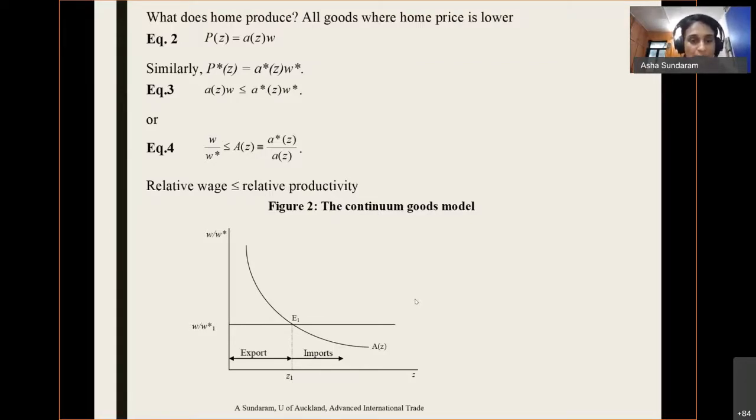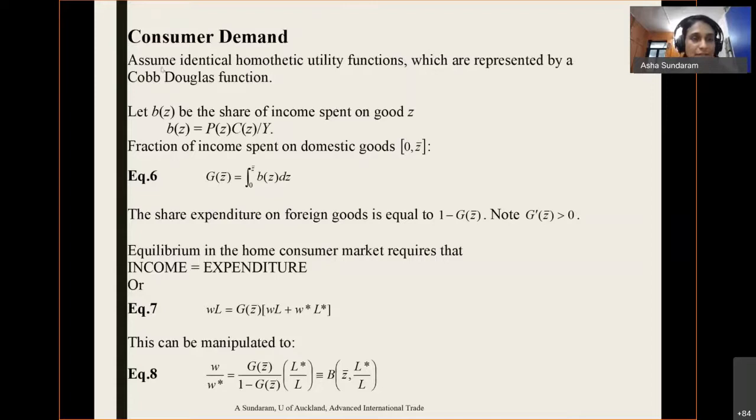Now let's superimpose the consumption side onto this diagram. To reiterate, we're going to assume that consumers are identical, with identical homothetic utility functions. In the DFS model, these are Cobb-Douglas utility functions. So with Cobb-Douglas functions, we can define this number B of Z, which is the share of income that consumers spend on goods Z. How do we define B of Z? It's just total expenditure on consumption of Z, which is price times consumption of Z, divided by income. So it's the share of income that consumers spend on Z.